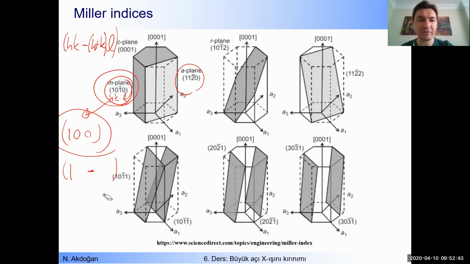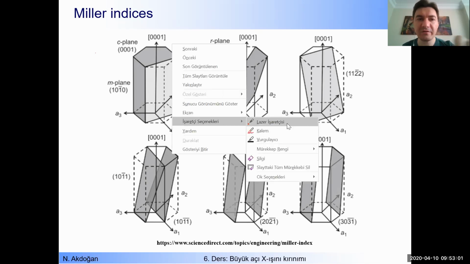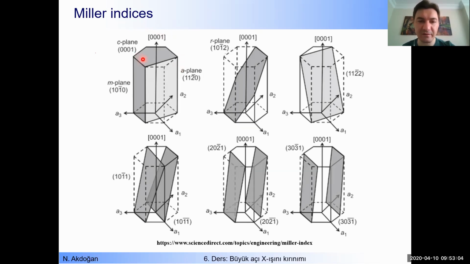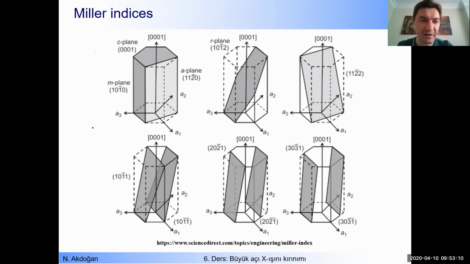Let me also talk about those surfaces. Here we have the M plane, here we have the C plane, here we have the A plane. You see that? And the C plane is this one, this basal plane here. It is widely used in hexagonal crystals. So let me show you the total structure of the hexagonal crystals. It is like this.